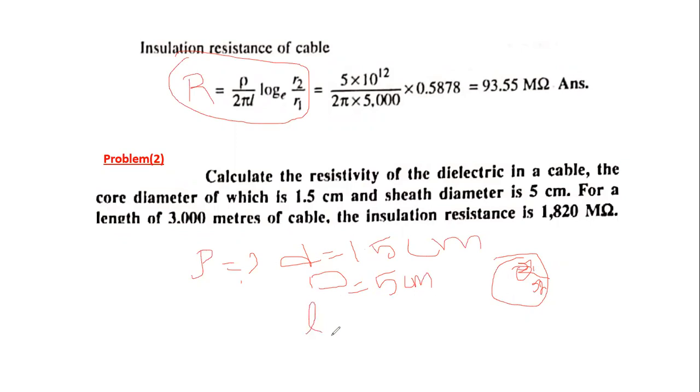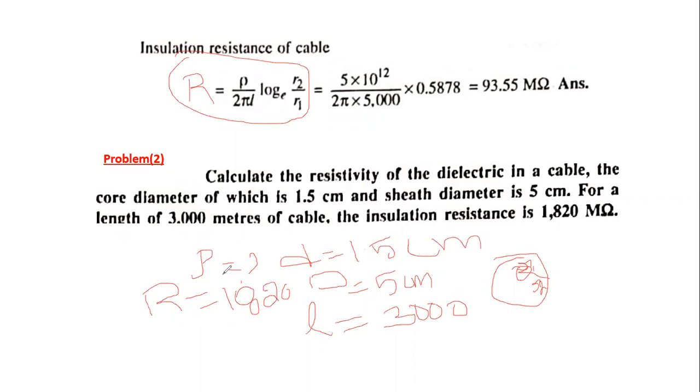For a length L equal to 3000 meters, the insulation resistance R is equal to 1820 mega ohm.